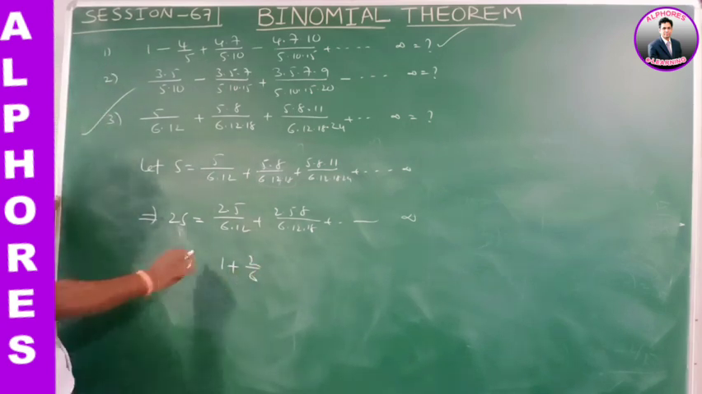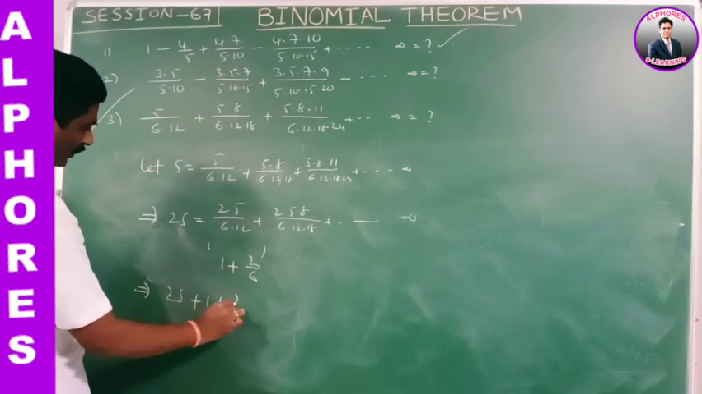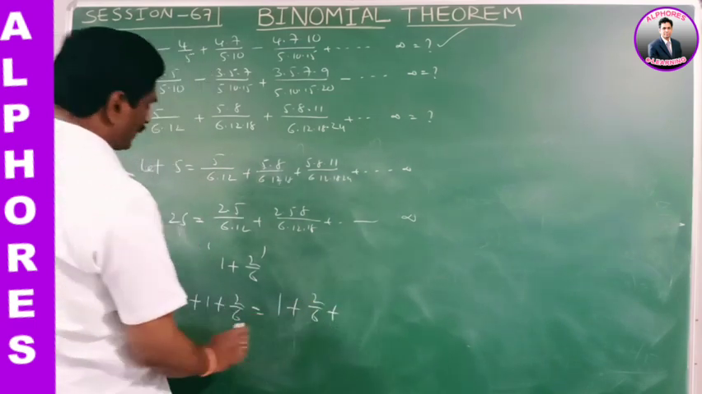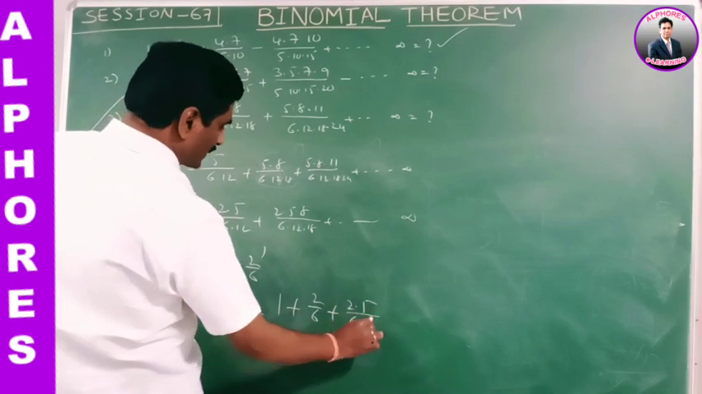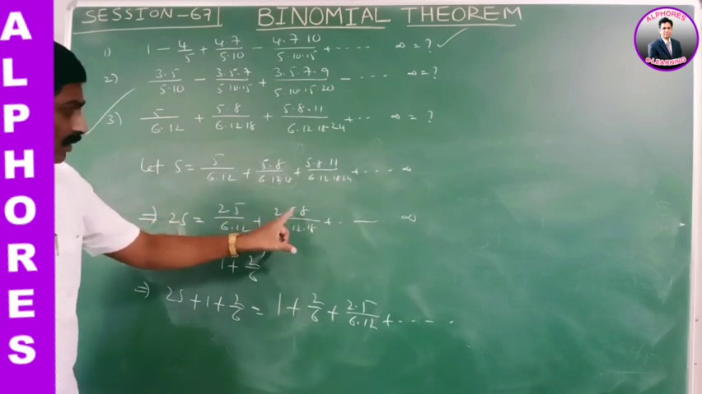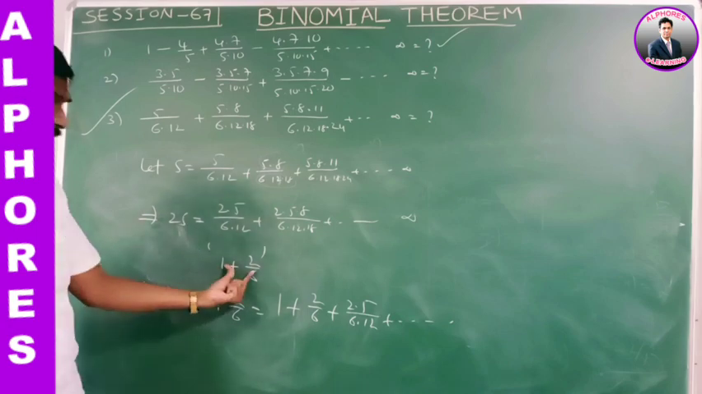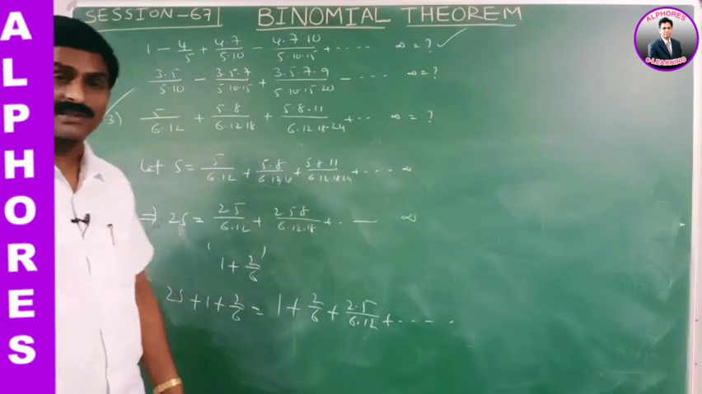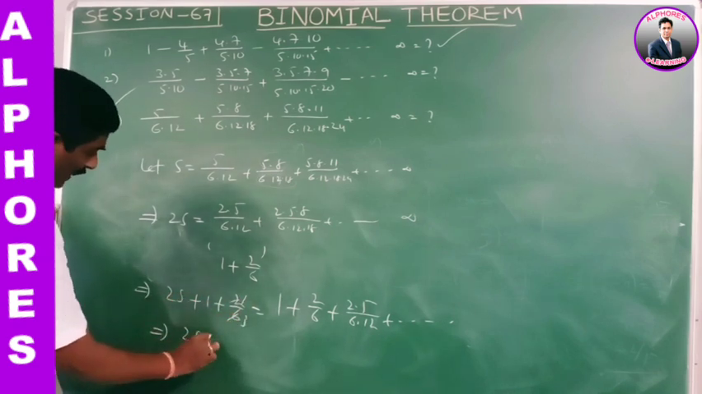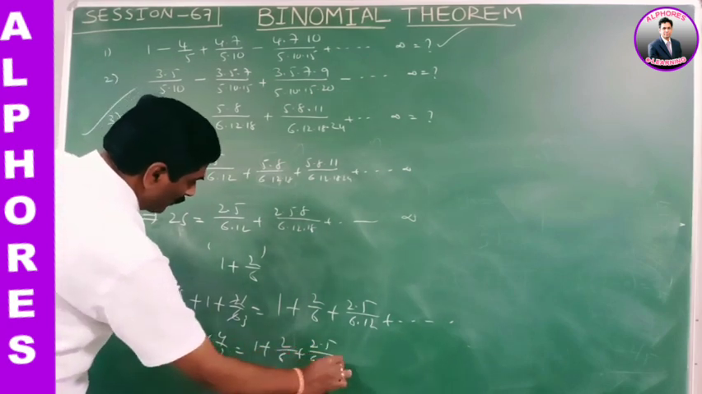By adding 1 plus 2 by 6 on both sides, we get 2s plus 1 plus 2 by 6 is equal to 1 plus 2 by 6 plus 2 into 5 by 6 into 12 plus so on. Please observe the sequence. The difference is 3, so before this term is 5 minus 3, which means 2. So multiplying with 2, the missing terms are 1 plus 2 by 6. By adding this value we get the complete sequence. 2s plus 1 plus 2 by 6 means 2s plus 4 by 3 is equal to 1 plus 2 by 6 plus 2 into 5 by 6 into 12 plus so on.